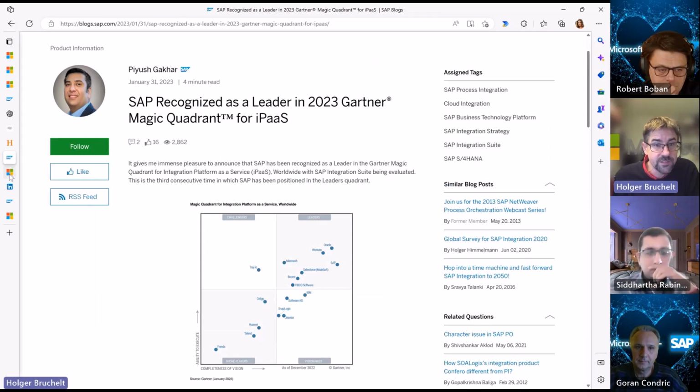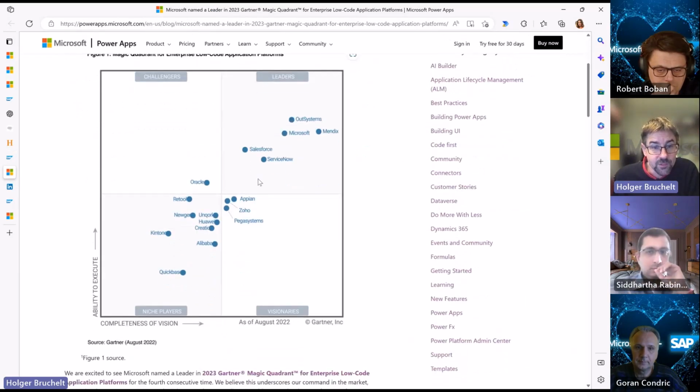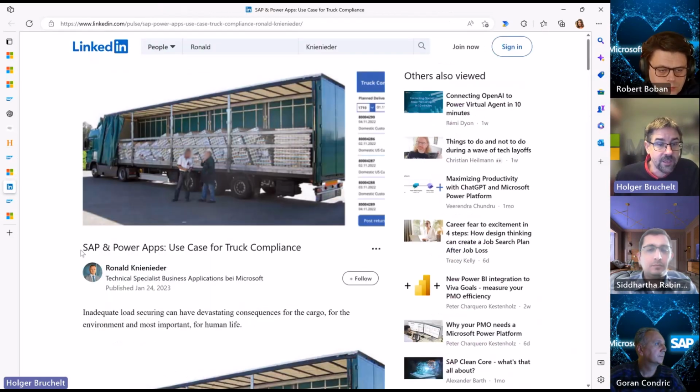Speaking of these magic quadrants, if we take a look at the low-code area, so enterprise low-code application platforms, it's also great to see Microsoft in the leader quadrant. With the whole Power Platform, I think Microsoft is extremely well positioned to have a very strong play in the low-code area. Obviously, as we've talked about several times, you can also integrate very well with SAP using the Power Platform. That's something we see with a lot of customers. And one of our colleagues, Ronald Knienieder, has written a really nice article on LinkedIn on an SAP and Power Apps use case for truck compliance.